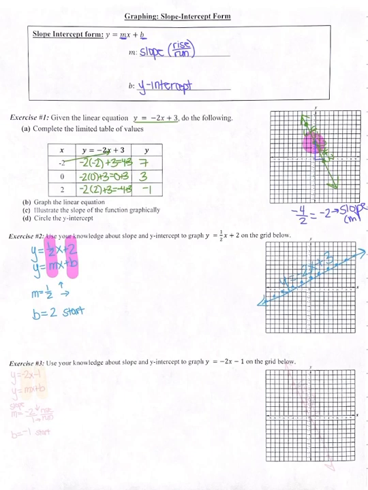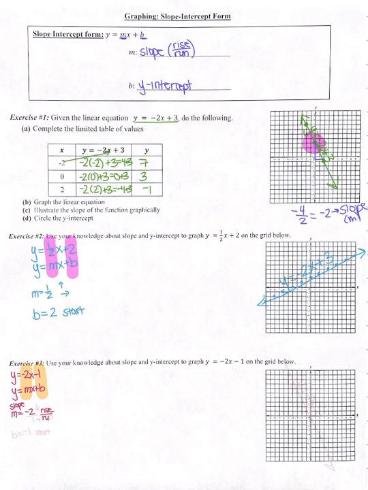Negative 2x minus 1. To find the slope and the y-intercept, let's write our y equals mx plus b. We need to find the m value and the b. Now that it's lined up, it makes it easier for ourselves. M, b. So we say the m value, or the slope, is negative 2. That's our rise over run.